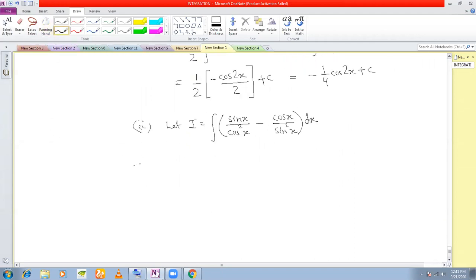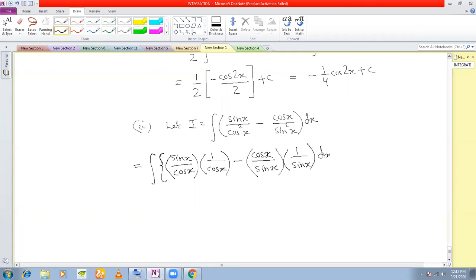Okay, so when you have an integration of this type, you know that sine x by cos x is nothing but tan x, right? So what you do here is you break up this expression sine x by cos square x as sine x by cos x into 1 by cos x. It will become tan x, sec x into tan x. And cos x by sine square x, cos x by sine x into 1 by sine x, and you close the curly brackets also, dx.